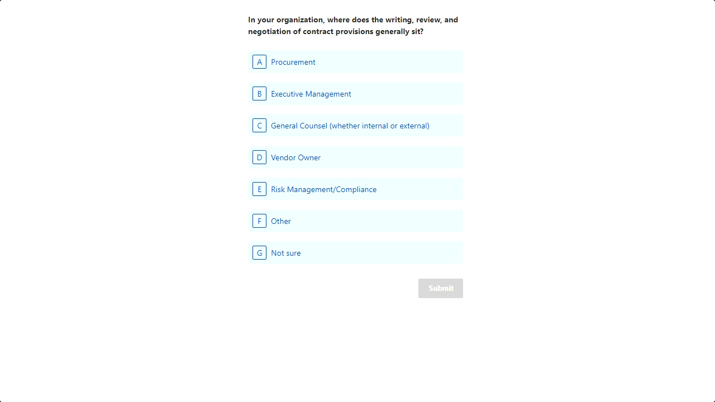And this poll question is, in your organization, where does the writing, review, and negotiation of contract provisions generally sit? Procurement, executive management, a general counsel, whether internal or external, the vendor owner, risk management or compliance, other or not sure.